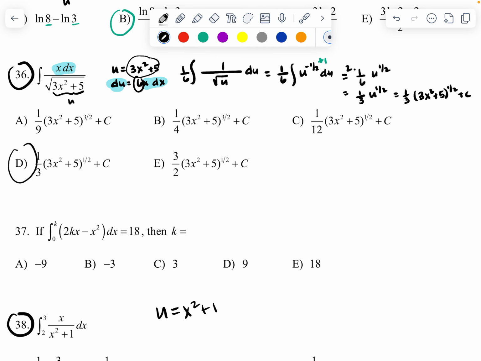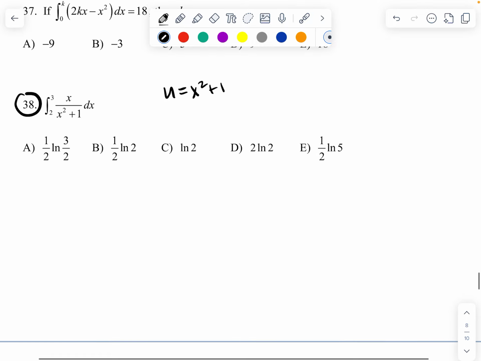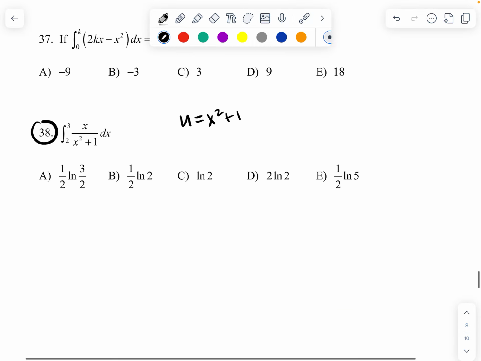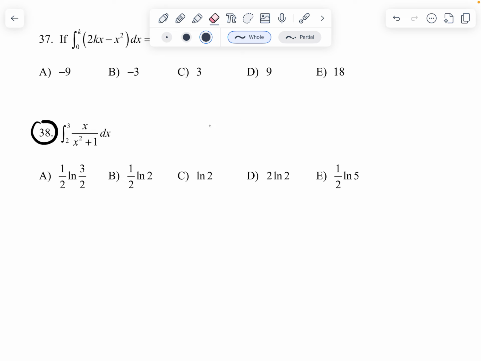Okay. All right, let's look at 38. I think that's the last one that I told you to kind of practice on. So this guy, another u sub. Let's let the u equal this x squared plus 1. And then your du is going to be 2x dx.